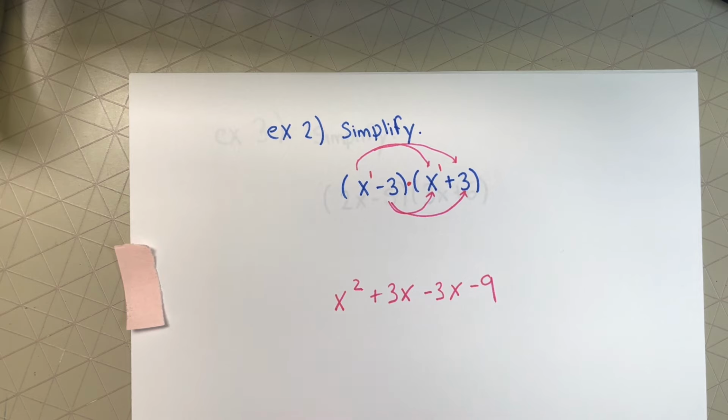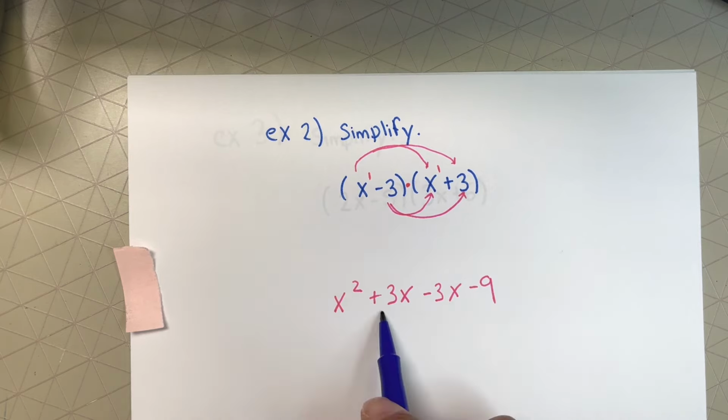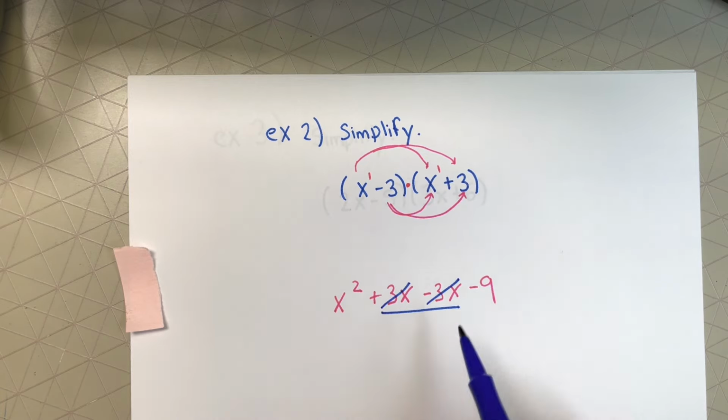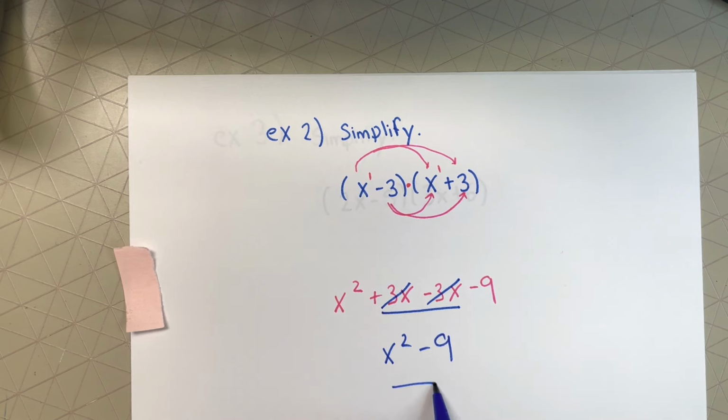Ask yourself, do I have similar terms that I can combine? And you're going to notice we do. We have 3x and -3x. Well, 3 minus 3 is 0. How do I write that? I'm not going to put 0x, that's strange, so I'm just going to cancel them out because they cancel out, and I'm going to drop down the other terms, which are x squared minus 9.